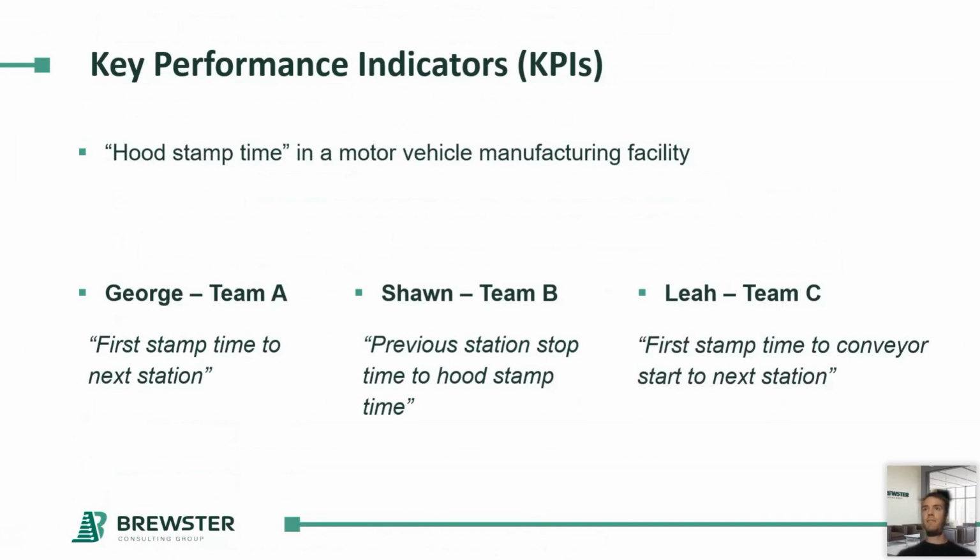So all 3 of these definitions are pretty logical definitions for hood stamp time as the KPI, but they're all different, right? Fundamentally, these 3 are essentially speaking a different language. If everyone's speaking a different language, then at the definition level, the data that you're going to get at the aggregated level is going to be completely useless because you're starting off with a faulty foundation.